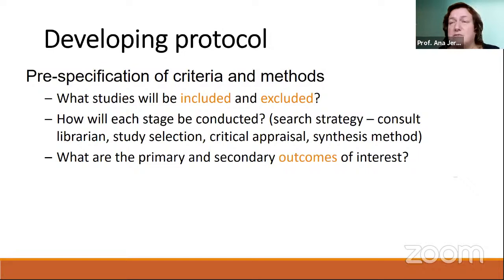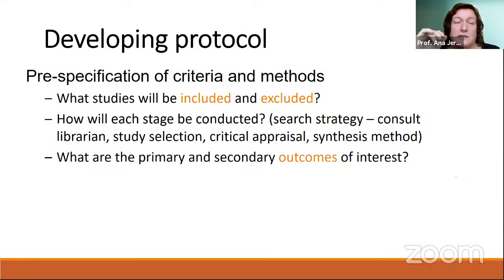So what do we pre-specify in the protocol? First, what studies will be included or excluded? Should we focus only on randomized controlled trials? Should we include cluster randomized trials, crossover trials? If we include them, how are we going to integrate them with other studies and so forth? We need to define the search strategy. We need to define the tool with which we will critically appraise studies, and synthesis methods with which we will investigate something called heterogeneity, or differences between the studies, and other things.